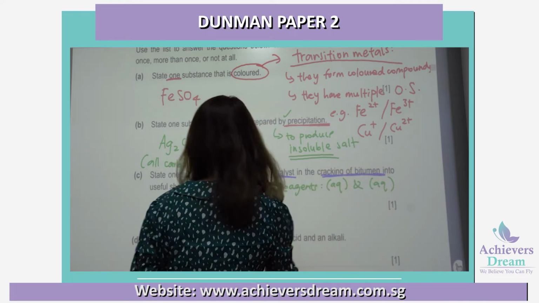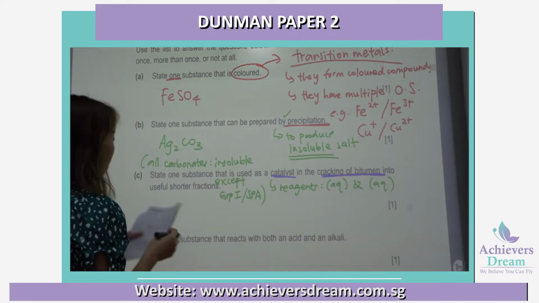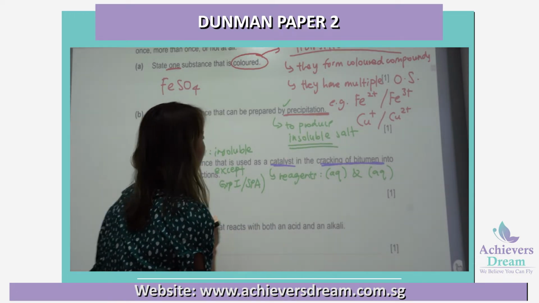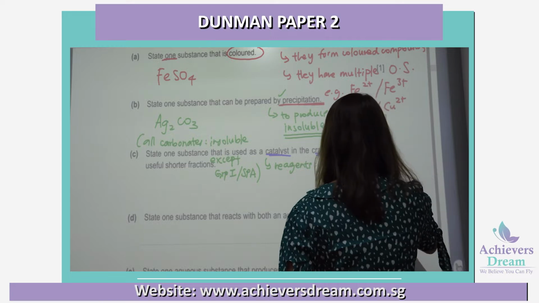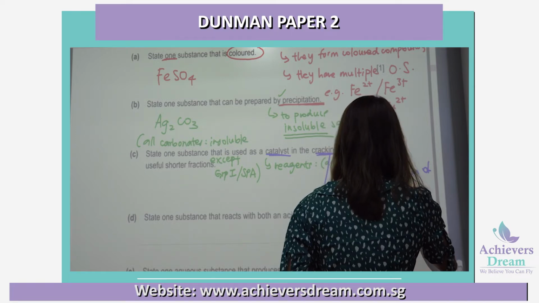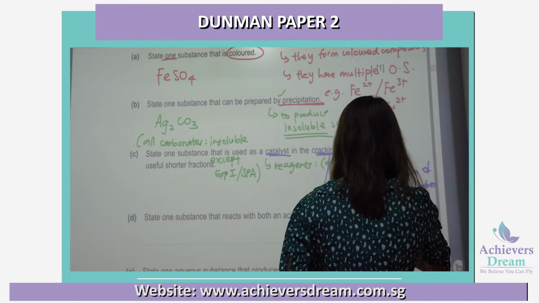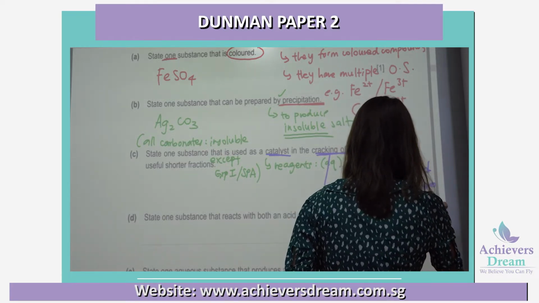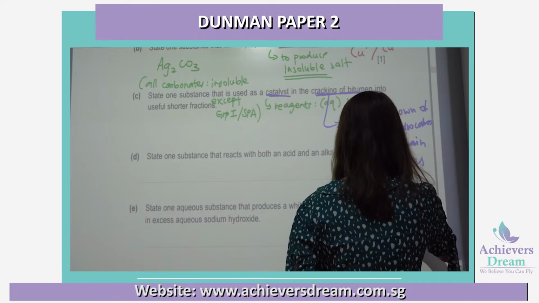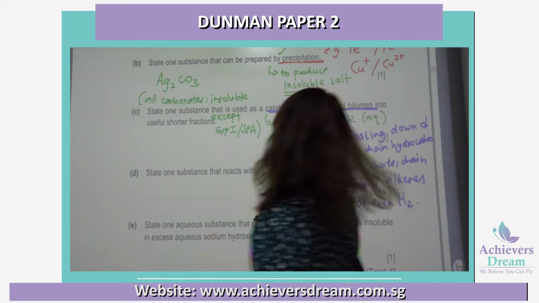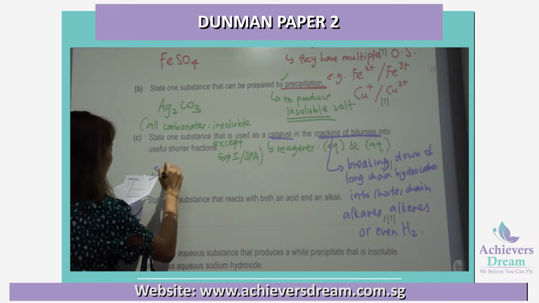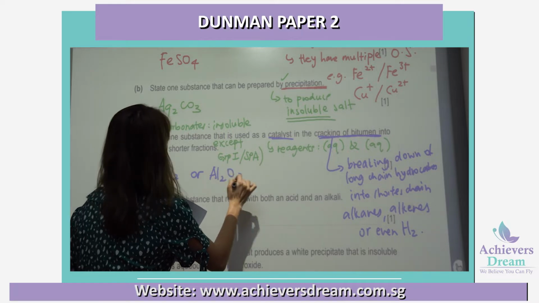in the cracking of bitumen into useful shorter fractions. Okay, this is memory work. This one is in the organic chemistry notes. So cracking of bitumen. First, what is cracking? Cracking means the breaking down of long chain hydrocarbon into shorter chain alkenes, or even hydrogen. Okay, this is the meaning of cracking. So one of the catalysts used for cracking is you can use either SiO2 or aluminium oxide. This one is in your notes.